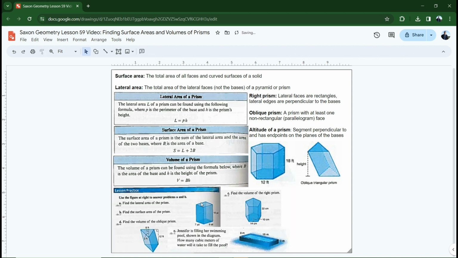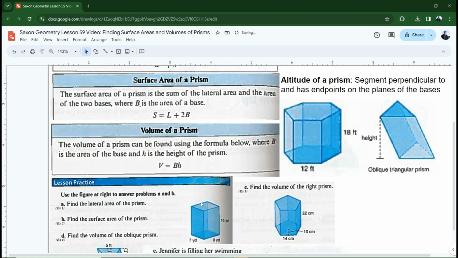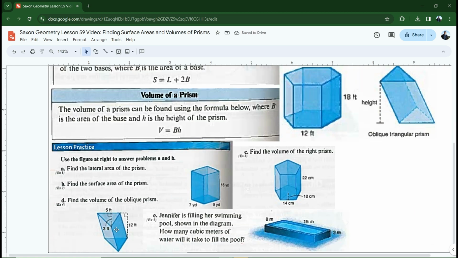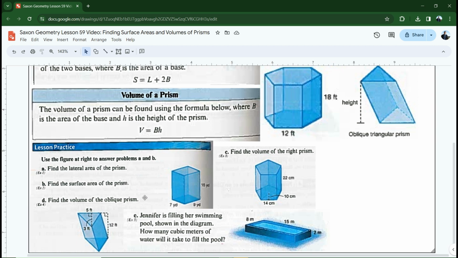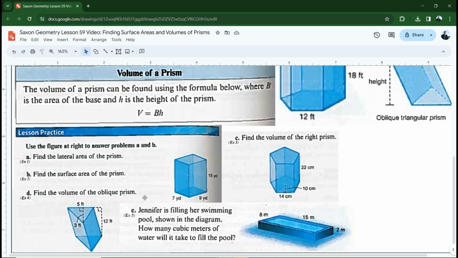All right, let's do some practice problems and see how this works out. We do have one oblique triangular prism here we're going to be finding. All right, let's do this. Letter A, find the lateral area of the prism.